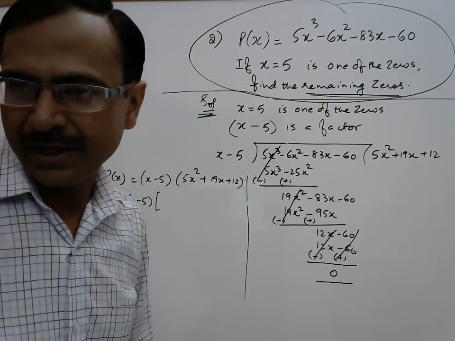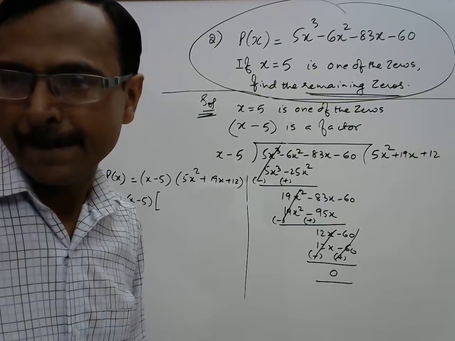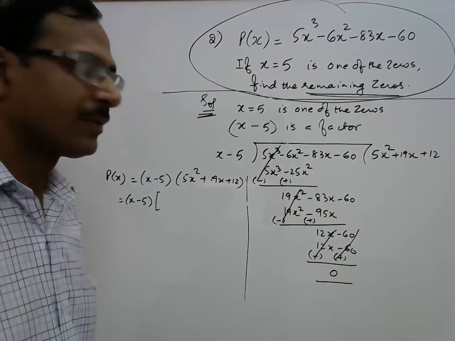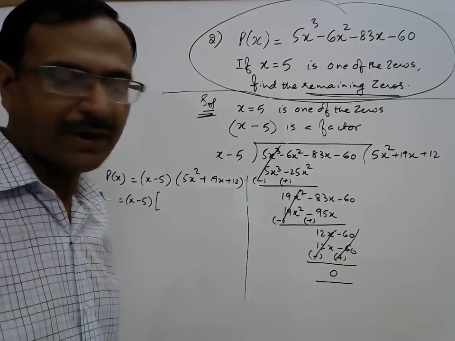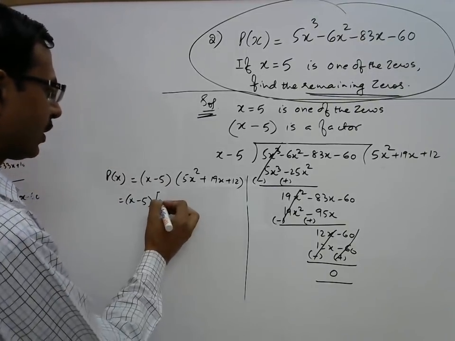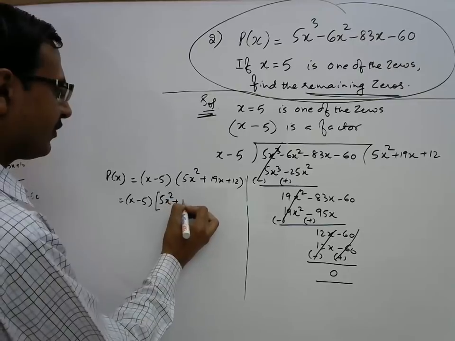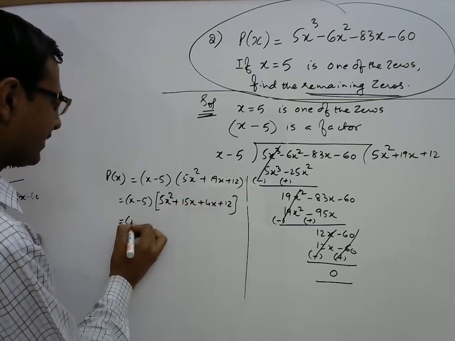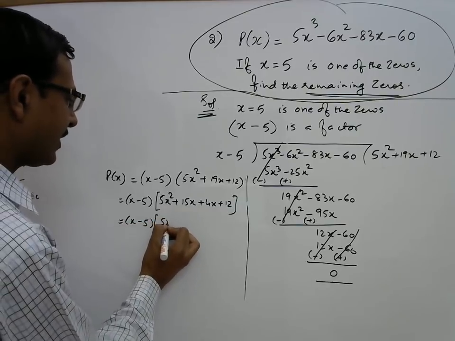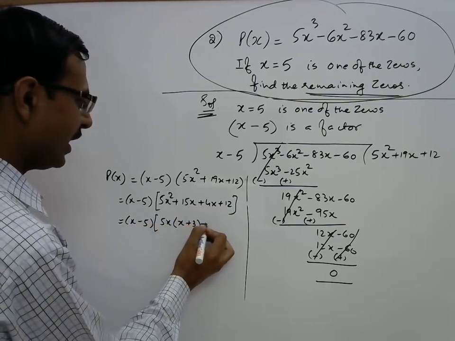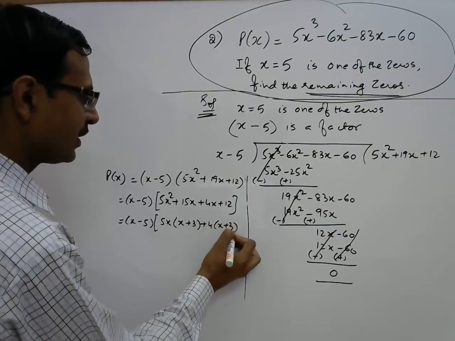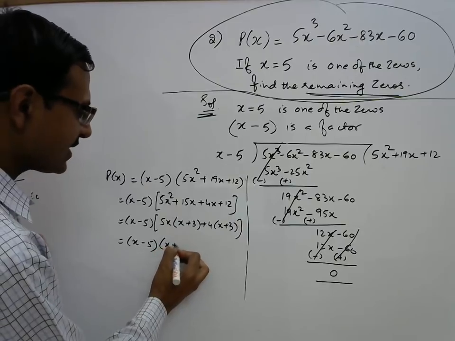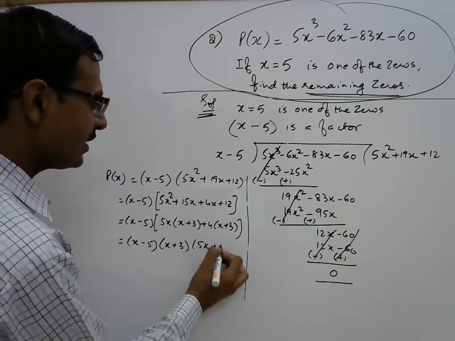So still we are getting a lot of answers there. So the factors 15 and 4. So 5x square plus 15x plus 4x plus 12. Now x minus 5, and now take 5x common, x plus 3 and 4 common, x plus 3. So you get x minus 5 already as the first factor, x plus 3 as the second factor, and 5x plus 4 as the third factor.